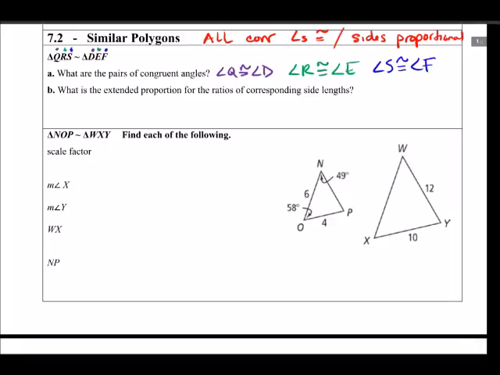And what's next? What is the extended proportion for the ratio of the corresponding side lengths? Easy, easy. I just start at the beginning, and I know that QR compares to DE, which equals, because they're proportional, RS, which compares to EF, which is equal to, and we'll go back around this time, SQ compares to FD. So there's our congruent angles and our proportional sides.